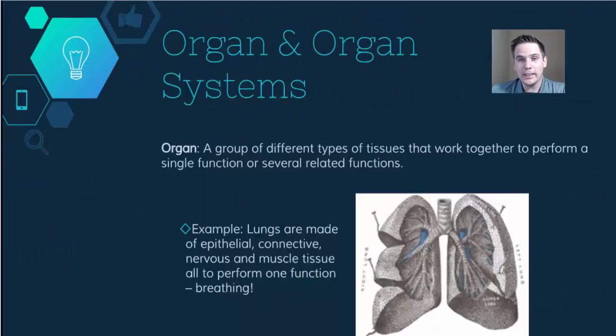Finally, when you take those tissues that have one function and mix them together with other tissues with a different function, you get organs and organ systems. An organ is a group of different types of tissues that work together to perform a single function or several related functions. For example, your lungs are made of epithelial tissue, connective tissue, nervous tissue, and muscle tissue, all working together to perform one function: breathing. If any one of those tissues doesn't do its job, you stop breathing.